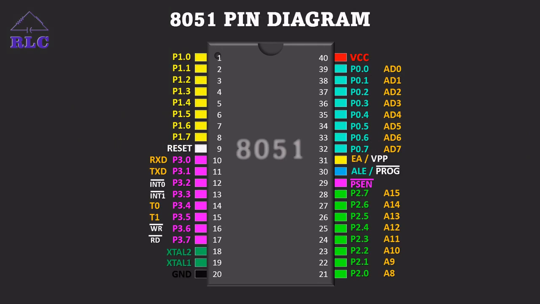Hi friends, this concludes the explanation of the 8051 pin diagram. In the next upcoming video, we'll see the RAM structure.